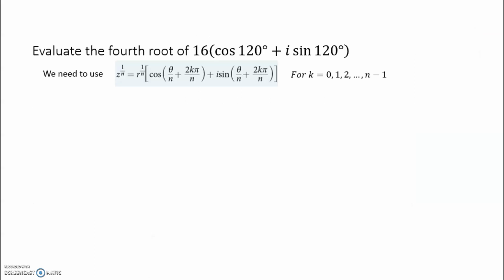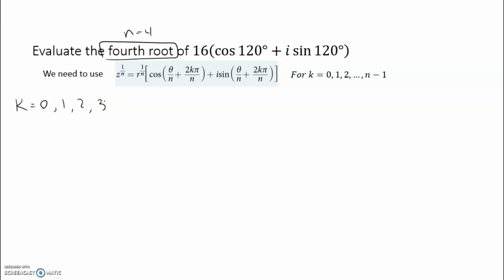Okay, so if we're going to evaluate the fourth root of 16 cosine of 120 plus i sine of 120, that means that n is 4 because of this right here. We're looking for the fourth root, so I expect to have 4 different numbers. My k is going to start at 0 and go up to n minus 1, so up to 3. So I'll use k for 0, 1, 2, and 3.